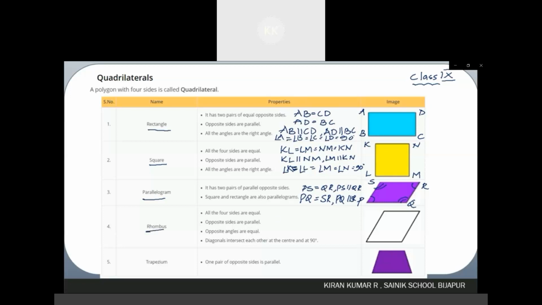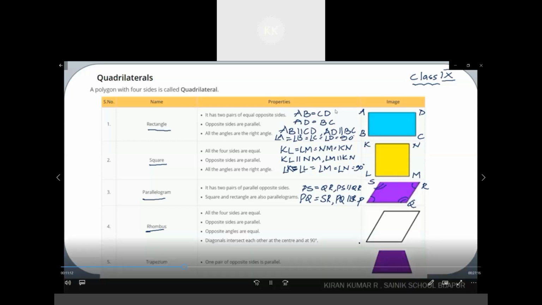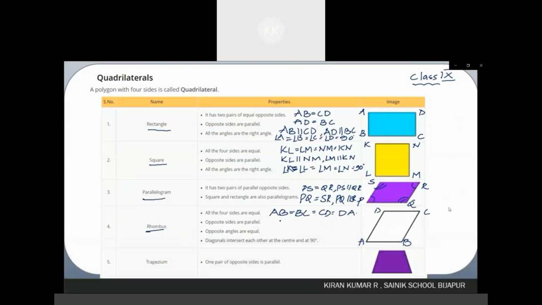Let's see the next figure. It is called a rhombus. Rhombus and square, they are almost similar. If I name this particular rhombus as ABCD, in rhombus all the sides are equal. AB will be equal to BC will be equal to CD will be equal to DA. Opposite sides are parallel. AB is parallel to DC. AD is parallel to BC.